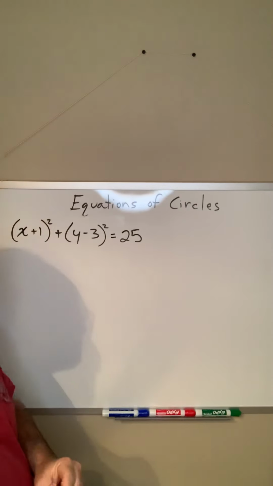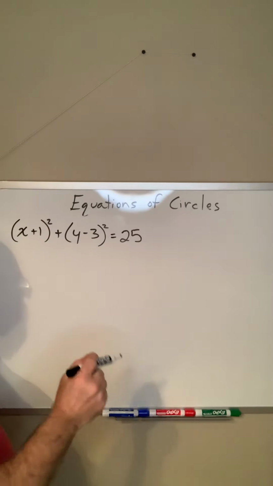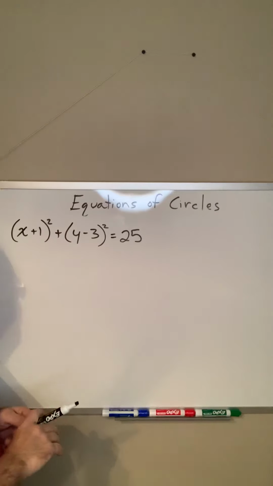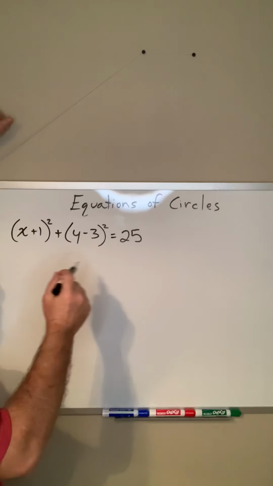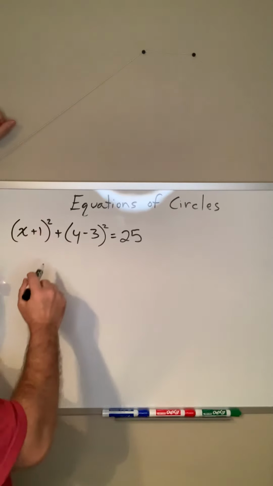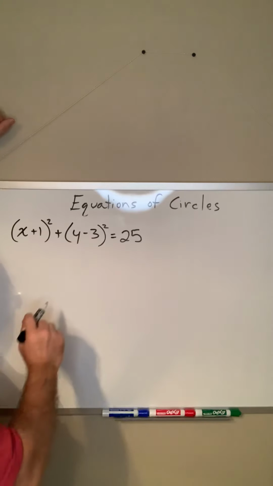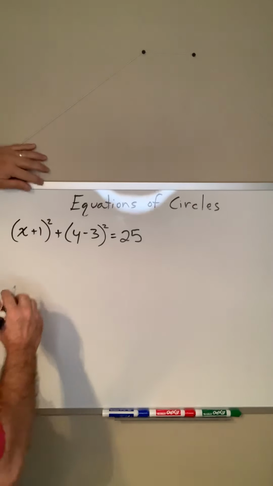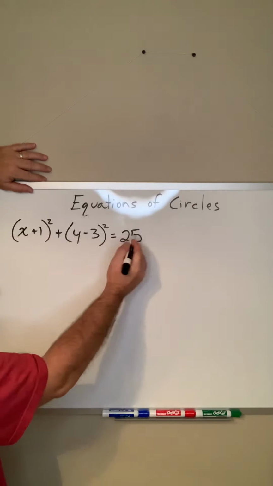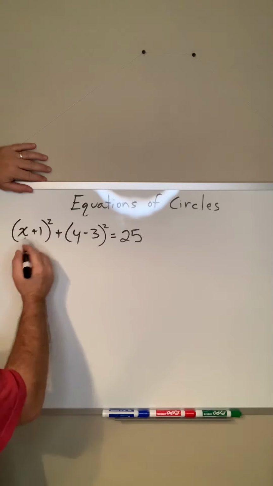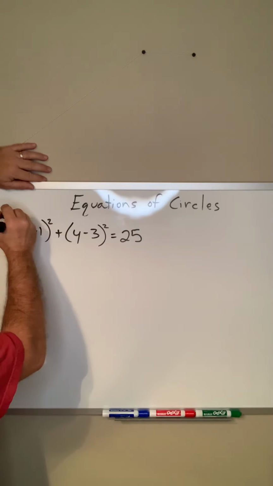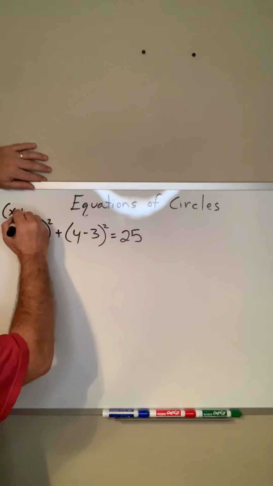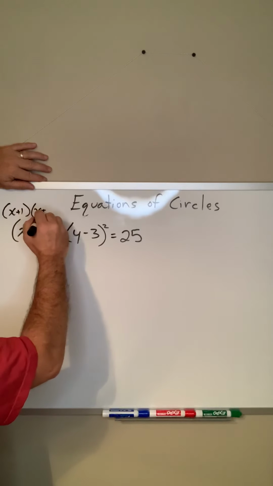Okay, so this is part two of the equations of a circle. If we were given the equation in its standard form, (x + 1)² + (y − 3)² = 25, we can also turn this into a generalized form, which comes from just expanding out the binomials. So we just need to square this binomial, which means nothing more than (x + 1)(x + 1).